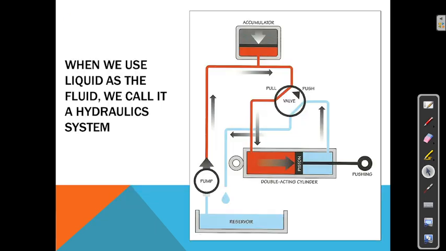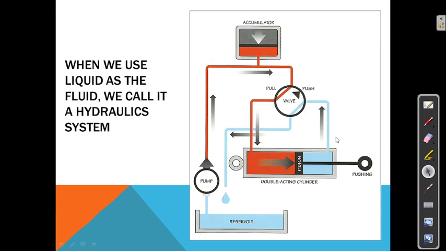When we use liquid as the fluid, we call it a hydraulic system. See here, it is an accumulator. This is a reservoir. From the reservoir, the pump will give pressure to that particular oil, then it will move to that valve, then according to that valve the piston will actuate. These are all things we have seen a lot in the previous units. Here is some hydraulic system with that double acting cylinder.